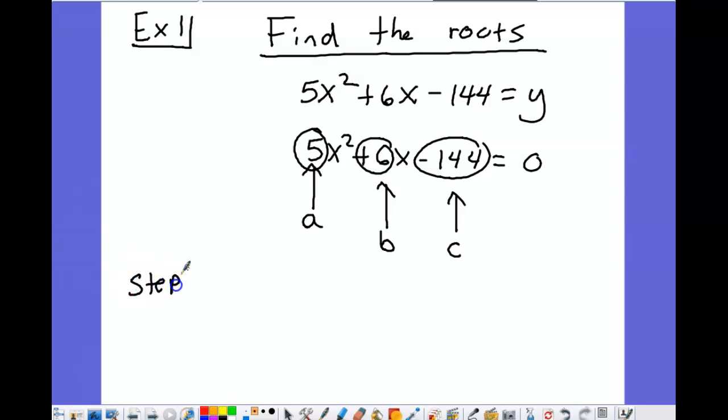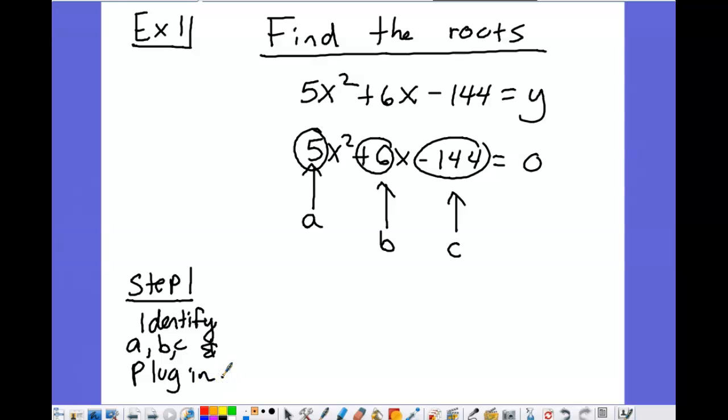How come we don't include the x squared? It's just not how the formula works. Oh, okay. All right. So step 1 is to identify A, B, and C and plug them in.